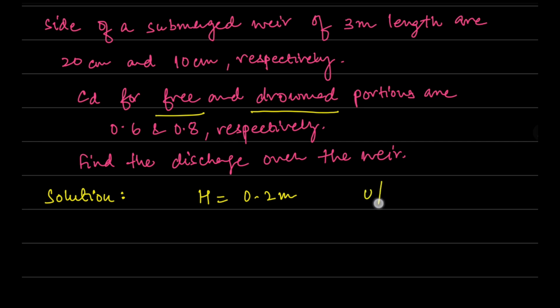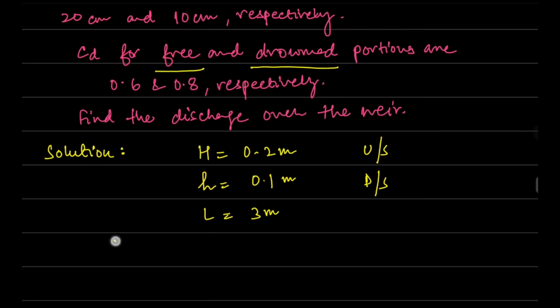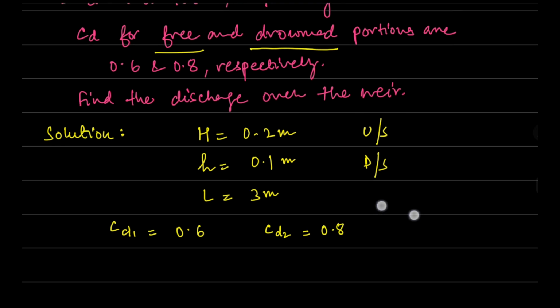So this is the upstream side, and similarly height of the water on the downstream side can be written as small h, that is 10 centimeter. So this is 0.1 meter. And now the length of the weir is given to us, that L is equal to 3 meter, and we have to take CD1 and CD2 because two coefficients of discharge are there. That is 0.6 and 0.8.